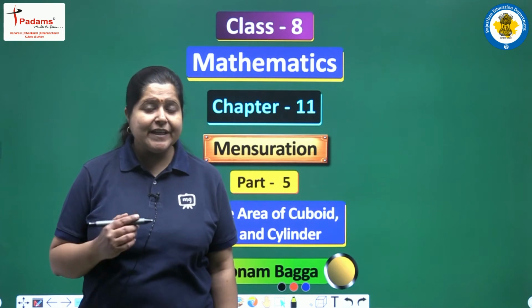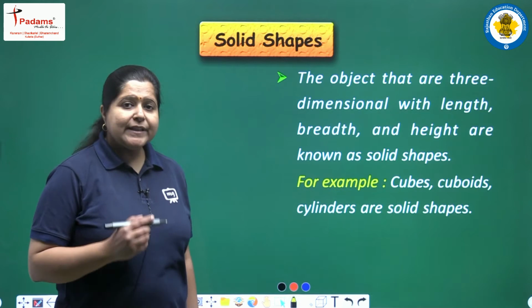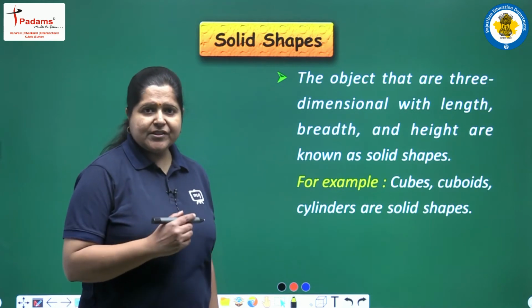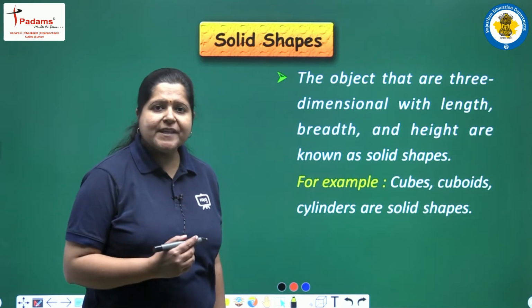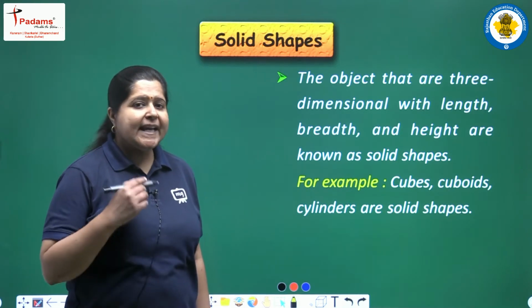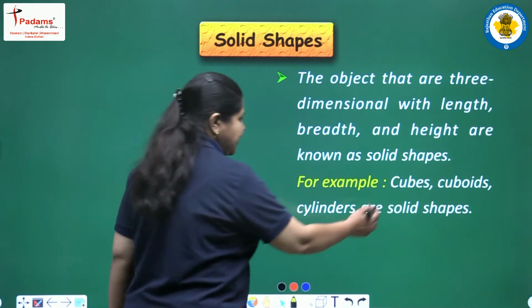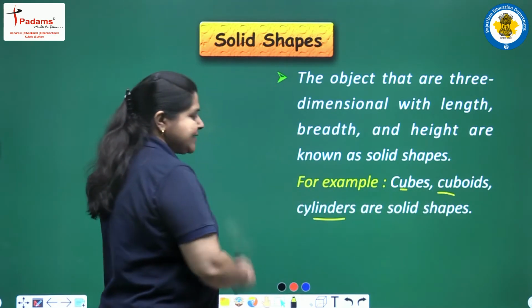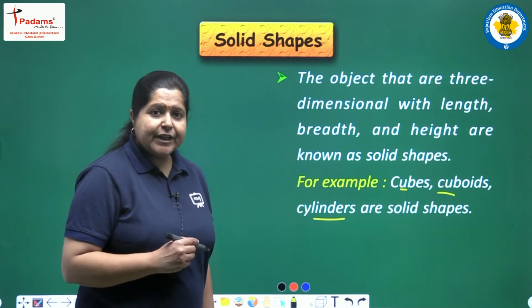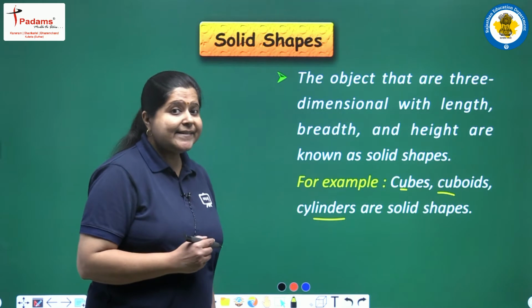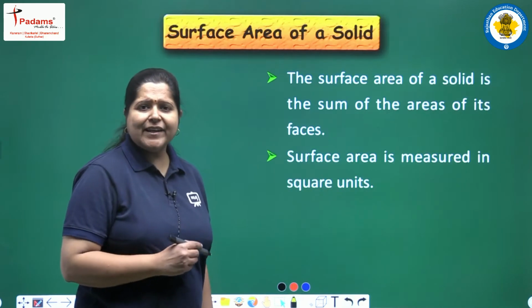We begin with the very basic term, what is meant by a solid shape. We know that objects that are three-dimensional, that have three dimensions, length, breadth and height, such objects are known as solid shapes, and these solid shapes occupy some space. We know that cubes, cuboids and cylinders are solid shapes. We have learnt about them in our previous chapter, and today we will be learning how to find their surface area. But actually, what is meant by the surface area of a solid?